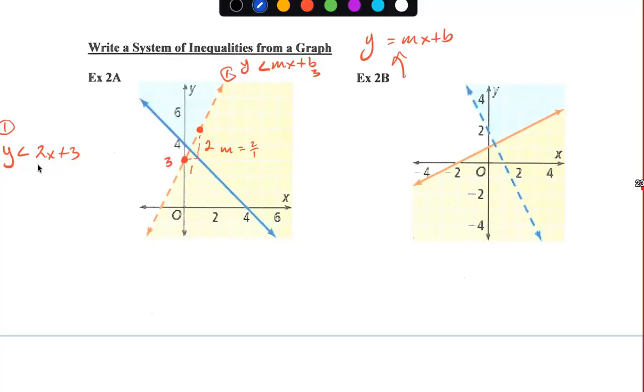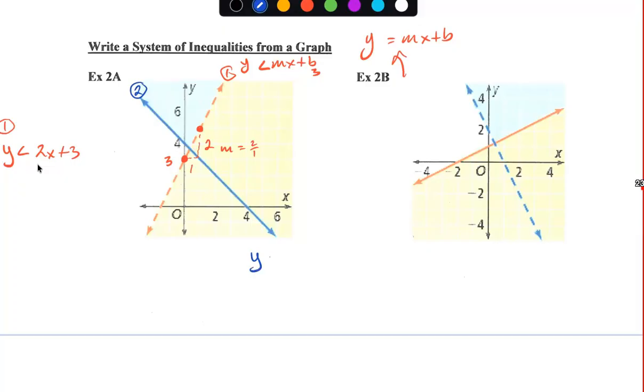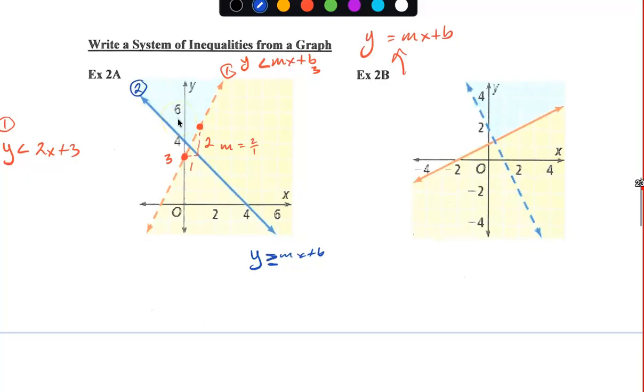Second one, same idea. Number 2 here. Right? So again, we're looking at this guy. But in this case, it is a solid line. And it looks like it's shaded above. You can tell by the little blue right here, right? So it's shaded above. So that's going to be greater than because it's shaded above.